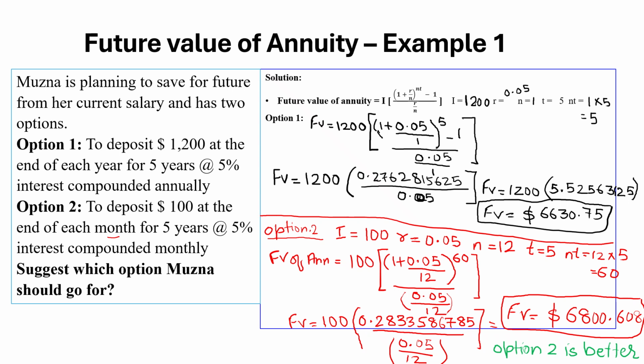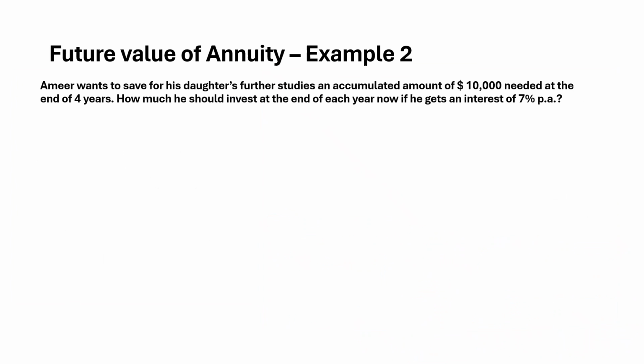Is it clear? This is how we calculate the future value of annuity. I have given you an example both with n is equal to 1 when it is yearly, and the second option when n is equal to 12, which means it is monthly. Okay, we will take one more example.